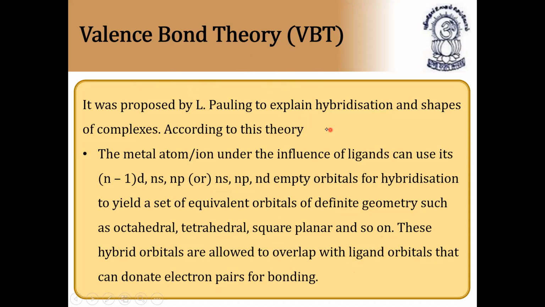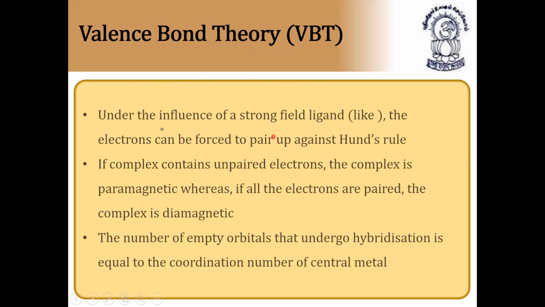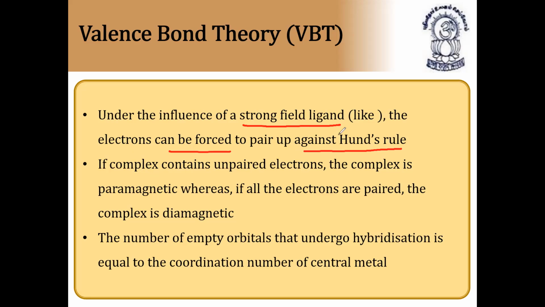So it's very simple, just like chemical bonding, but here it is different. Here we have to see weak field ligand and strong field ligand. What is a strong field ligand? What is a weak field ligand? We'll discuss now. Under the influence of a strong field ligand, the electrons can be forced to pair up against Hund's rule. If a complex contains unpaired electrons, the complex is paramagnetic. Unpaired electrons mean definitely it is paramagnetic. And if all the electrons are paired, the complex is diamagnetic. So we have paramagnetic as well as diamagnetic complexes.